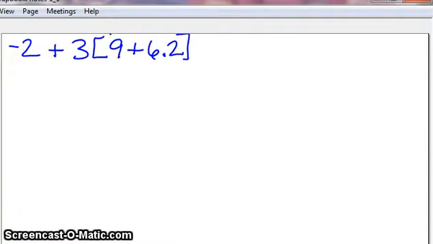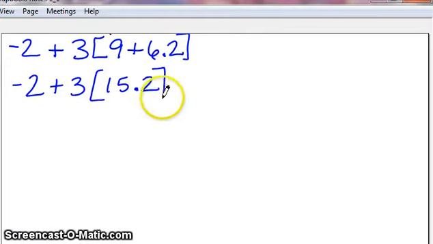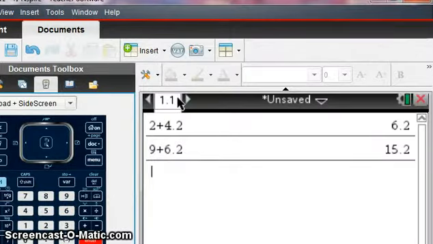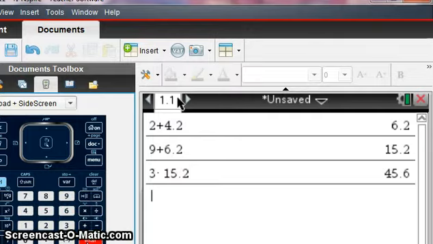We've got our negative 2 plus 3 times 15.2. You can change those grouping symbols to parentheses at this point. We need to do our 3 times this 15.2. Now, if you have some good mental math, that should be something around 45, 3 times 15. If you have 15 minutes elapsing 3 times, it should be about 45 minutes. 3 times 15.2, we get 45.6.